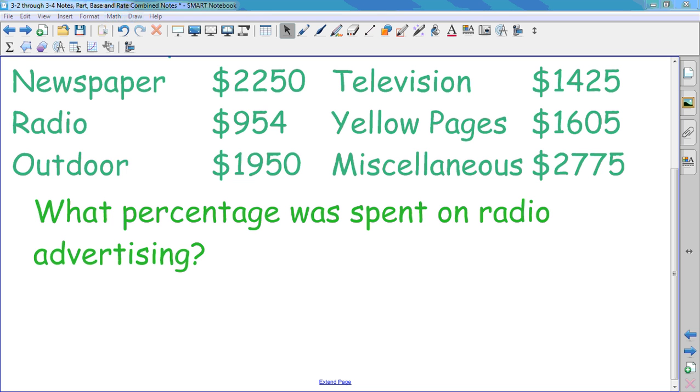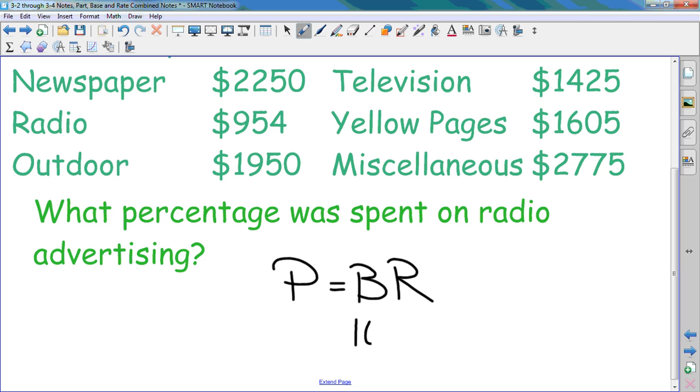Okay, we know we're going to use part equals base times rate, because that's what we're working on now. You're not always going to know that, but at least this time we know we're using part equals base times rate. Think about what part stands for and what base stands for. You have to look at the front of your paper. What does base stand for? The total. The original. What is the total? All of them added up. Okay, so somebody... 10,959. Thanks, Logan.